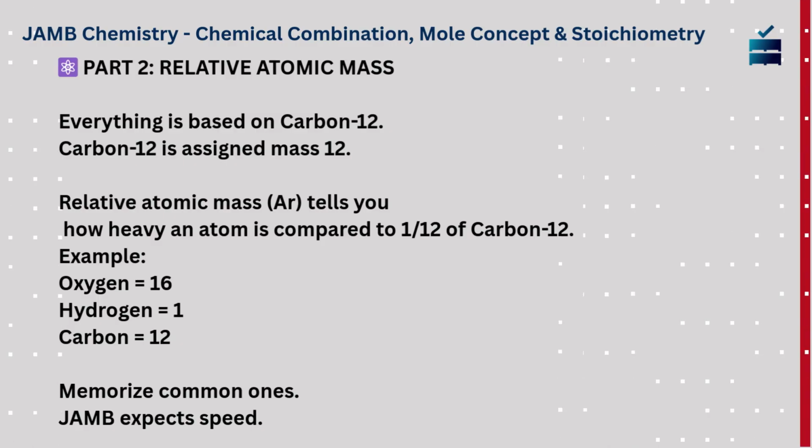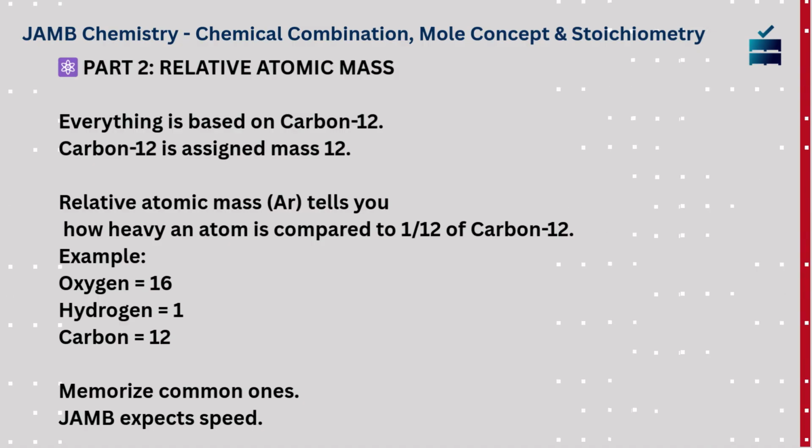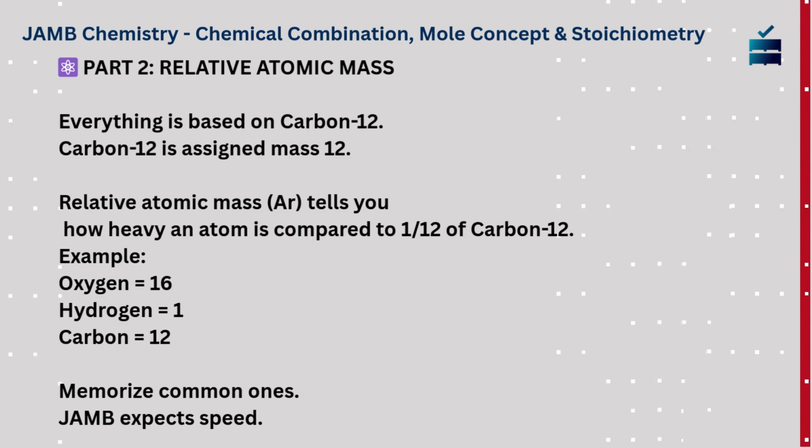Part 2. Relative atomic mass. Everything is based on carbon-12. Carbon-12 is assigned mass 12. Relative atomic mass, Ar, tells you how heavy an atom is compared to 1/12 of carbon-12. Example, oxygen equals 16, hydrogen equals 1, carbon equals 12. Memorize common ones. JAMB expects speed.